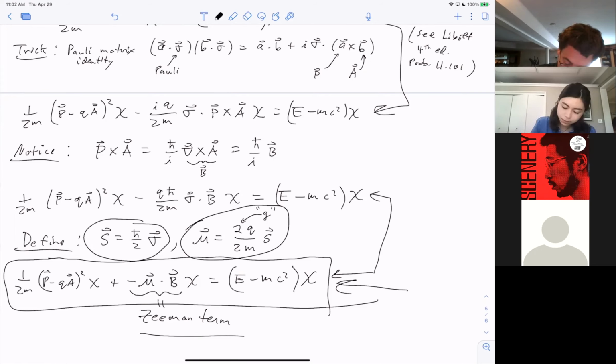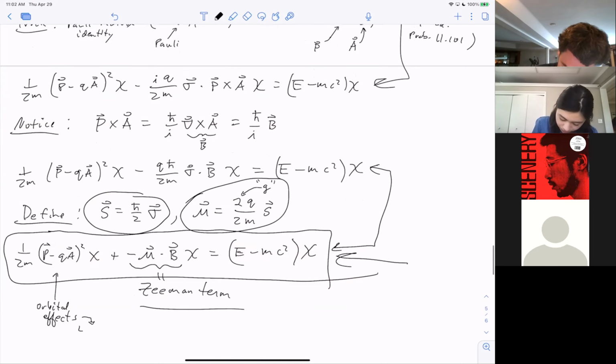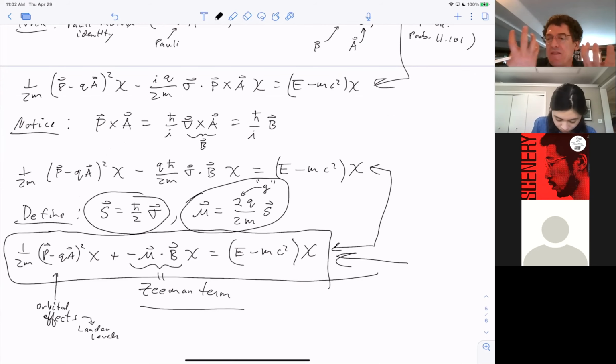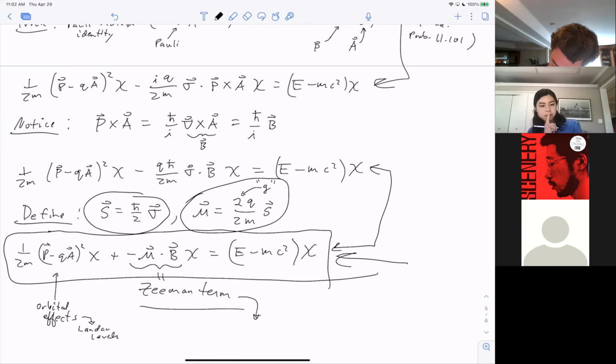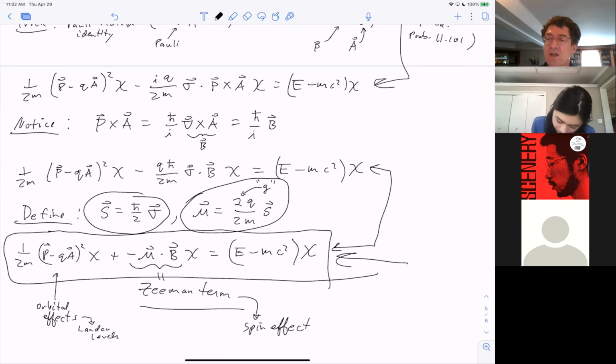And this is just the normal orbital effects that will lead, in quantum mechanics, to what we call Landau levels. But we don't need to worry about that. That's just normal quantum mechanics. What we have is we've separated out the orbital part and the Zeeman, the spin part. So this is the orbital effect, but the Zeeman term is the spin effect. And so we just proved that electrons have a magnetic moment, that the magnetic moment is proportional to spin, and there's a g factor.